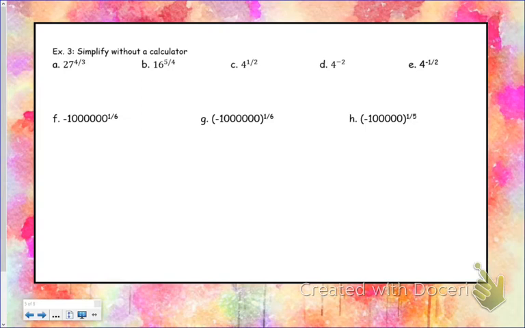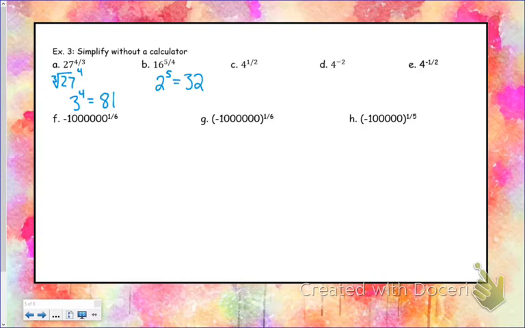Okay, so 27 to the 4/3, what that means is the cube root of 27, and then we're going to raise that to the 4th power. So the cube root of 27 is 3, and then 3 to the 4th is 81. Okay, 16 to the 5/4, I would take the 4th root of 16, which is 2. I would raise that to the 5th power, which is 32.